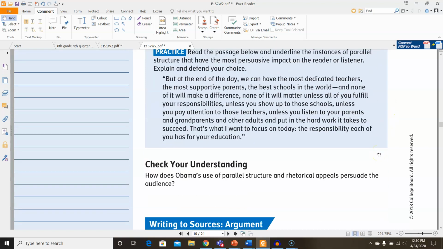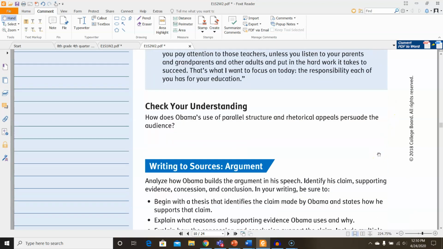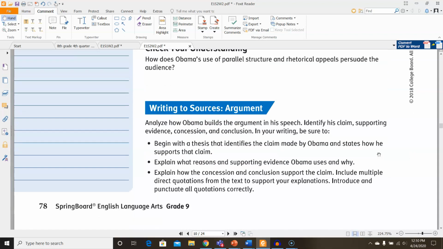So look at what he's repeating there. Then check your understanding. How does Obama's use of parallel structure and rhetorical appeals persuade the audience? So what is he trying to do to persuade the audience with those parallel structure and rhetorical appeals? Then writing to sources, argument. Explain how Obama builds the argument in his speech. Identify his claim, supporting evidence, concession, and conclusion.